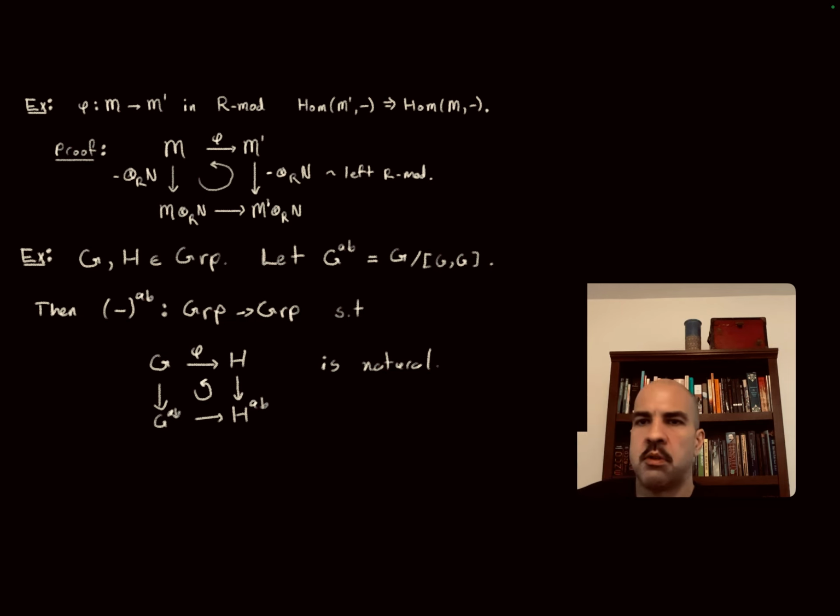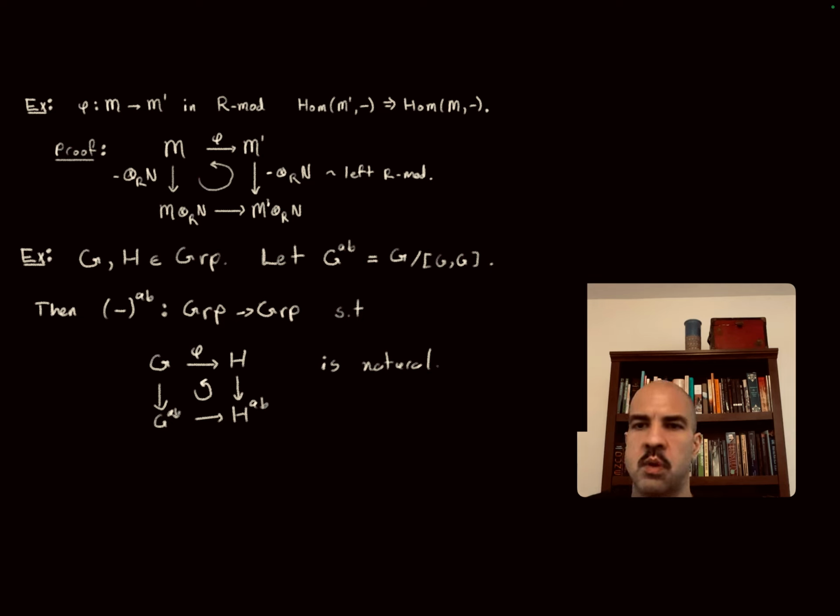Another important example of a functor is where G and H are groups, and we want to go from groups to abelian groups. So we can define this functor G superscript AB, and what that's going to do is take G and mod out by the commutator of G. So we write this functor like this, with this bracket notation. That's going to take groups to abelian groups.